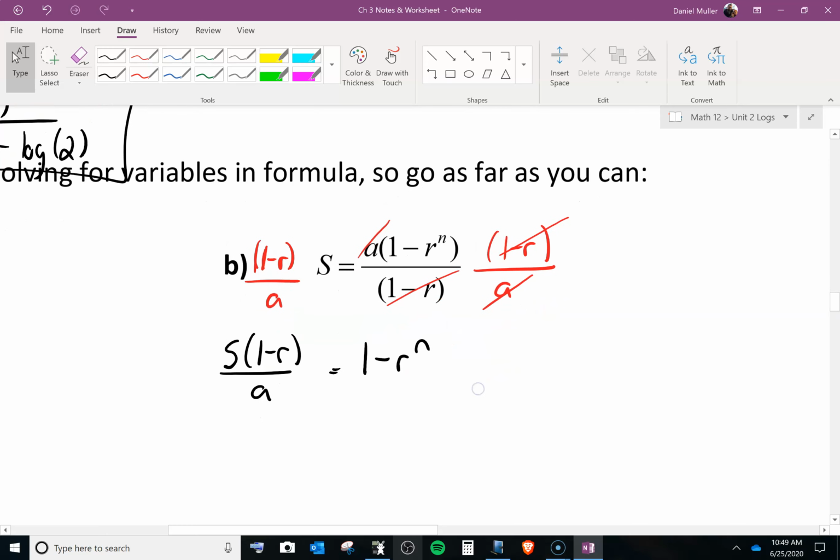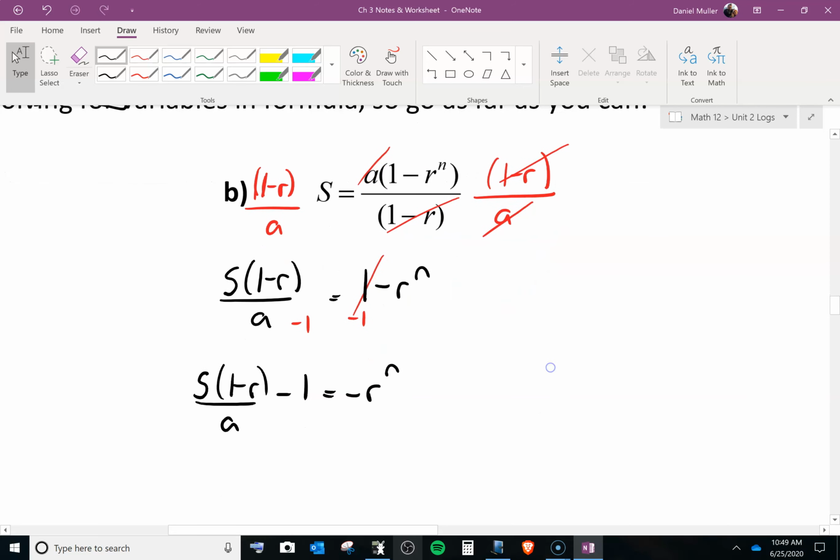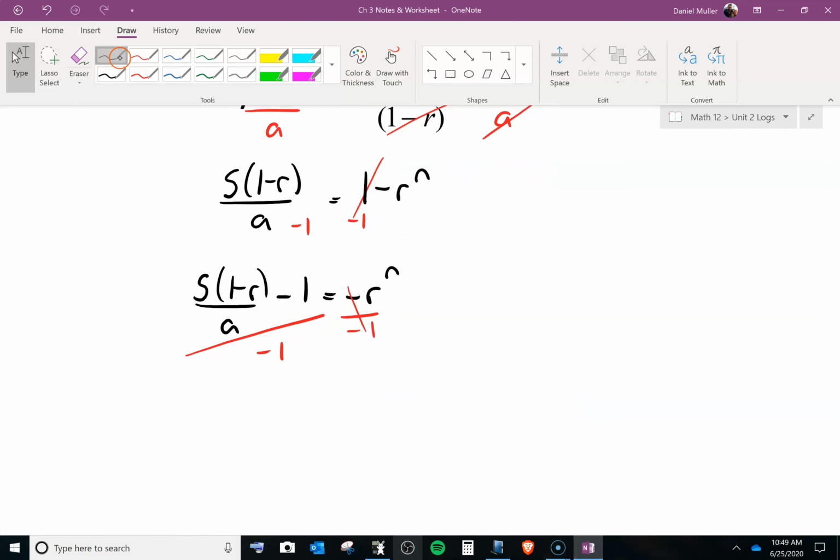Now, I need to get this r alone, so I guess I can just subtract this 1, which looks very odd. S, 1 minus r over a, take away 1, equals negative r to the n. So with this negative, we're going to divide by negative 1 to get rid of that. We've got to divide all of that by negative 1, which means we're going to need to negate everything here. Everything meaning these two terms. There's this big term here, and there's this term.